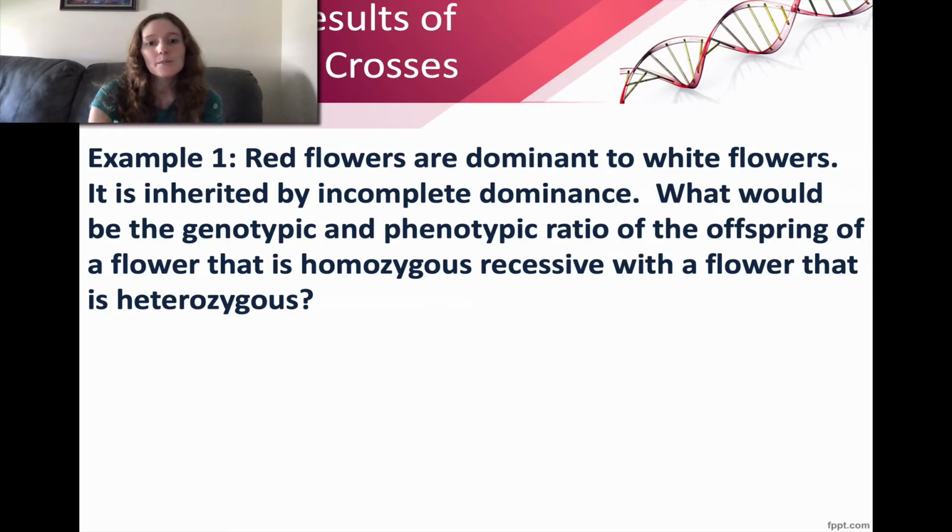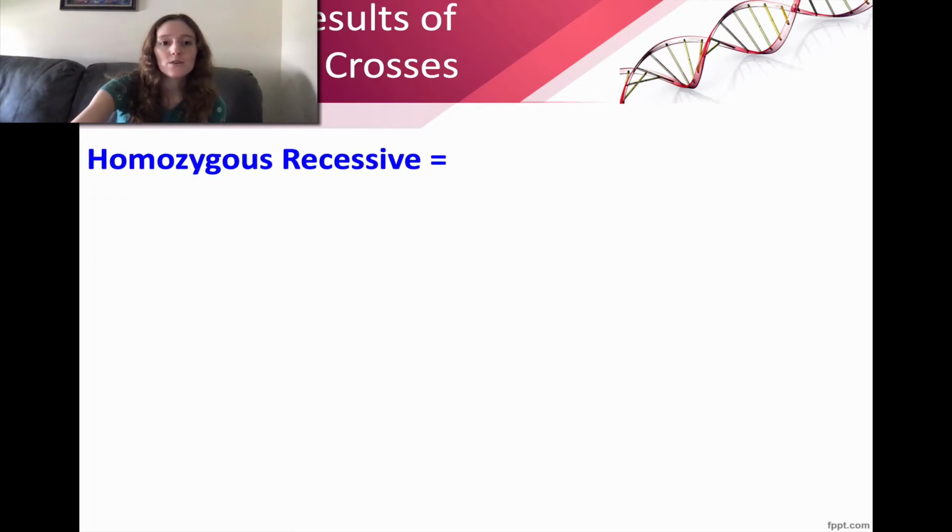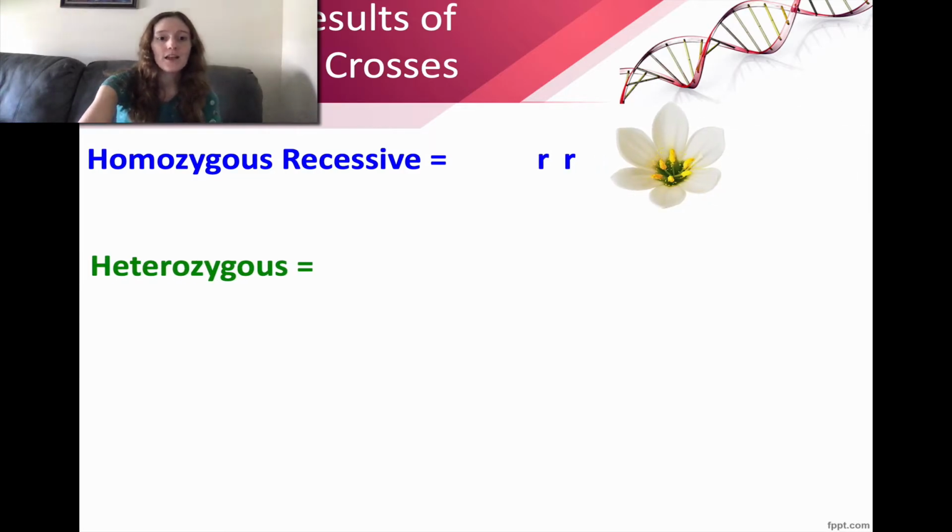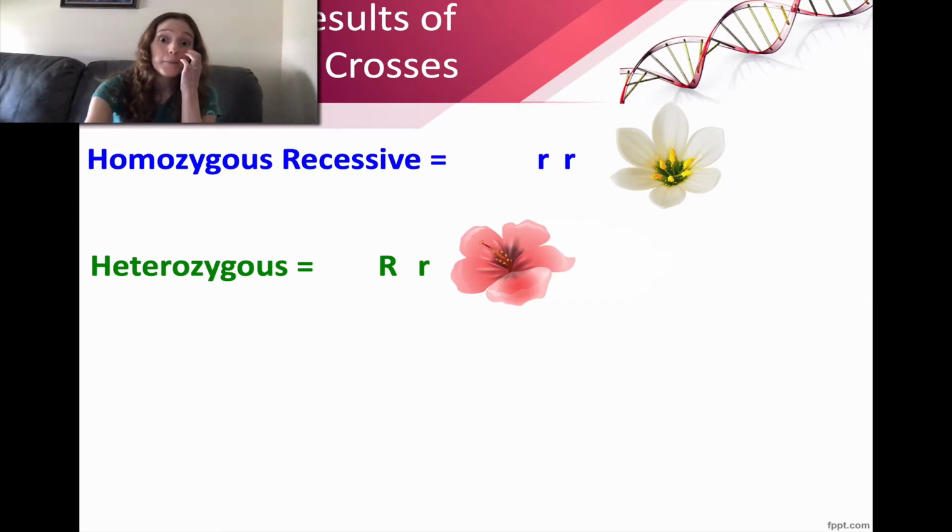So what was the genotypic and phenotypic ratio of a flower cross for homozygous recessive and a heterozygous flower? So homozygous recessive, that's going to be 2 lowercase r's. That would be a white flower. Heterozygous, that's 1 of each. And if we mix red and white, we are going to get pink.